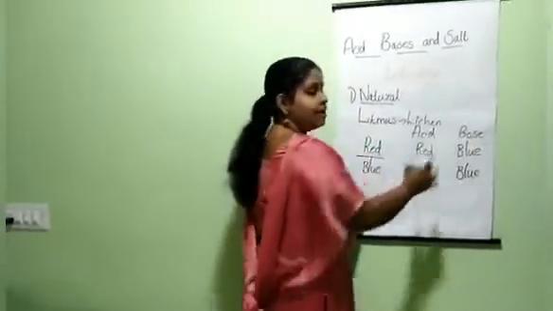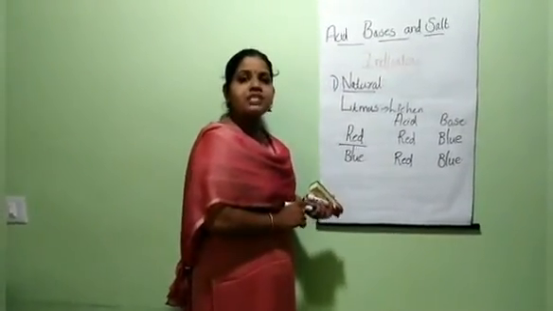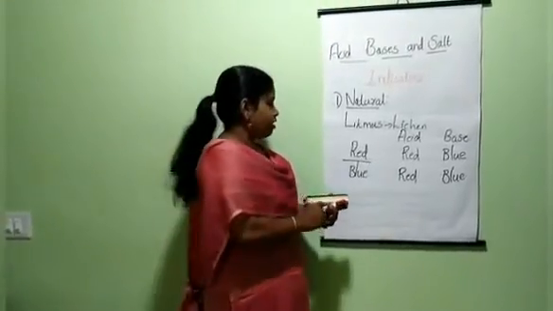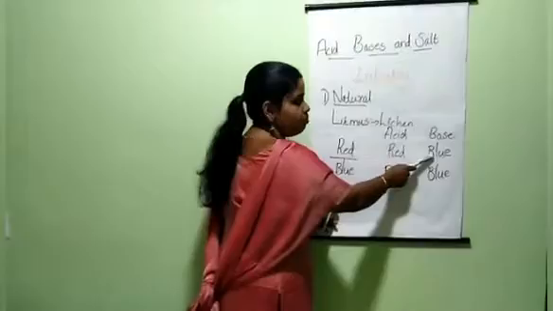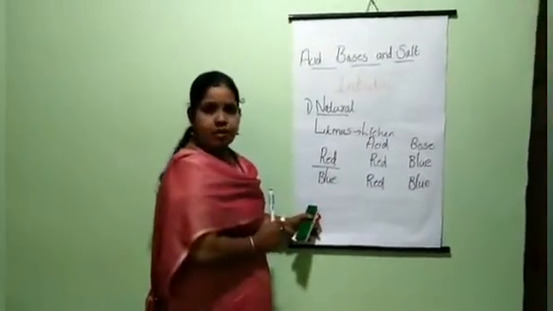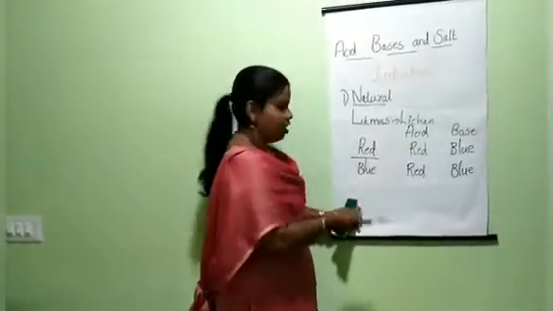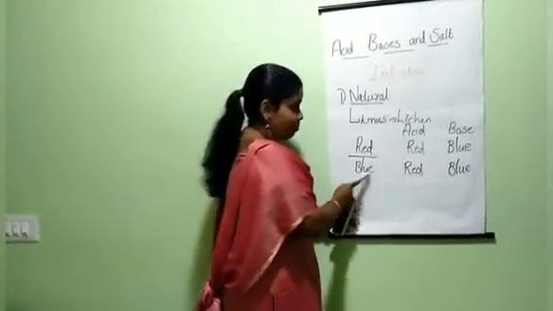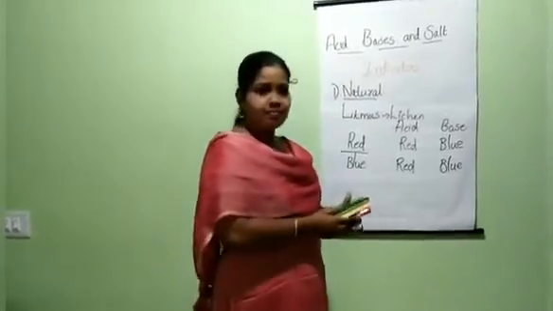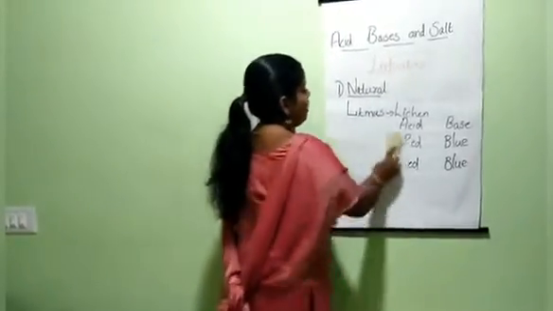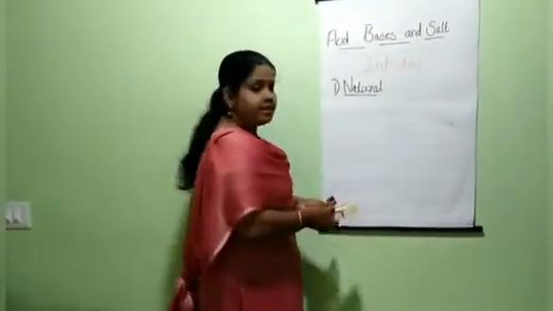So from this color change, we can identify whether a given solution is an acid or a base. Red remains red in acidic solution. Red changes to blue in basic solution. Blue changes to red in acidic solution, or blue litmus paper remains blue in basic solution. Is the point clear?